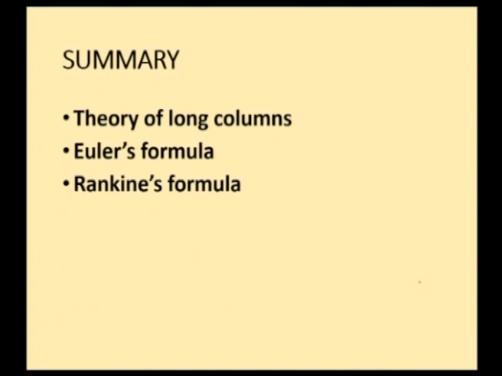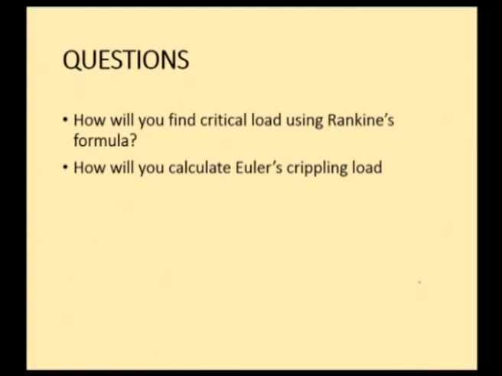So, we have studied the theory of long columns, we have derived the Euler's crippling load for different end conditions, namely both ends hinged, both ends fixed, one end hinged and other end fixed, and one end fixed and other end free. These are the 4 end conditions we have derived, and we have made use of Euler's formula in computing the critical load, and also we have compared the strength of a solid column to a hollow column. And the questions would be how to calculate Euler's crippling load.